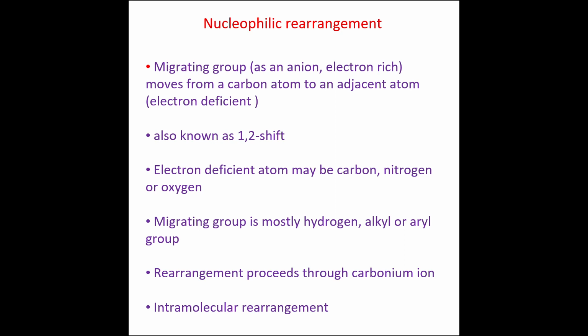That electron deficient atom may be carbon or nitrogen or oxygen. The migrating group is mostly hydrogen or alkyl group or aryl group. Here the migrating group migrates from one atom to the adjacent second atom. So this rearrangement is also called a 1,2 shift or intramolecular rearrangement. Here the rearrangement proceeds through a carbonium ion. So this rearrangement is also called carbonium ion rearrangement.